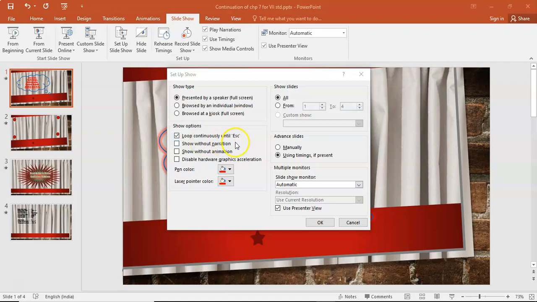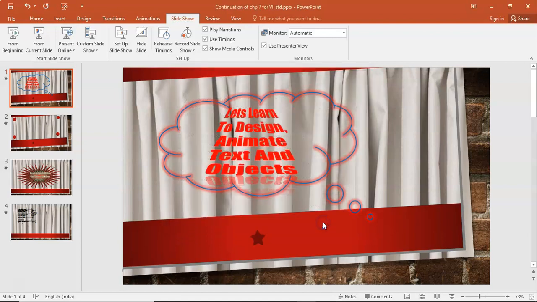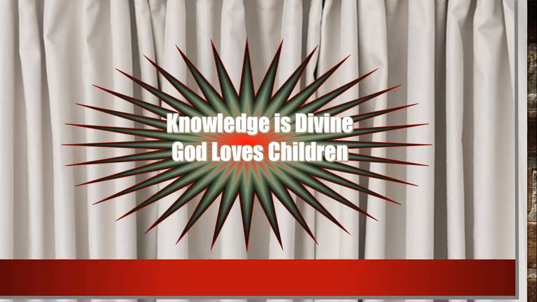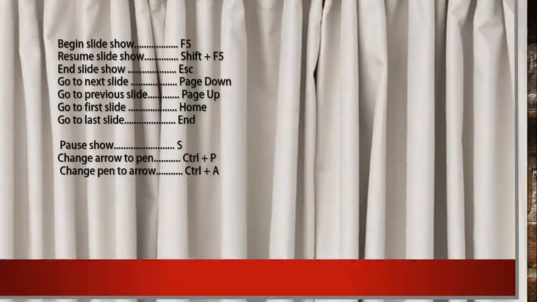So I click this option here, children, and I say okay, fine. And then when I press F5, the shortcut key for slideshow, the show keeps on running. You see, this is the first slide, then this was the second slide. I had only 4 slides in my presentation. This was the third slide and this is the fourth slide, right?